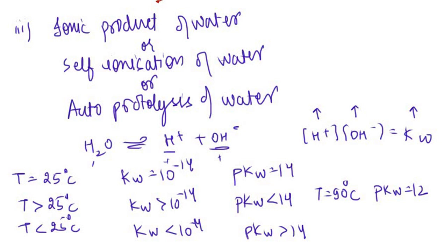Now we talk about the product of H plus and OH negative, which will always be constant in an acidic solution. Whenever we increase the concentration of H plus, the concentration of OH negative will decrease. So the product of them will remain constant, because that is Kw, which only increases or decreases with temperature.